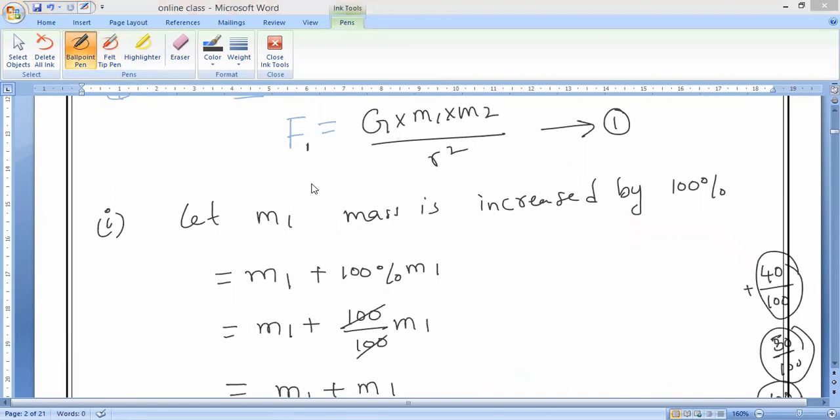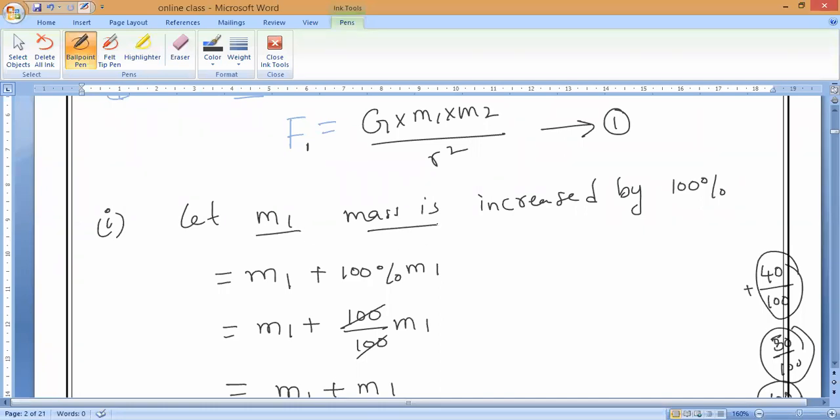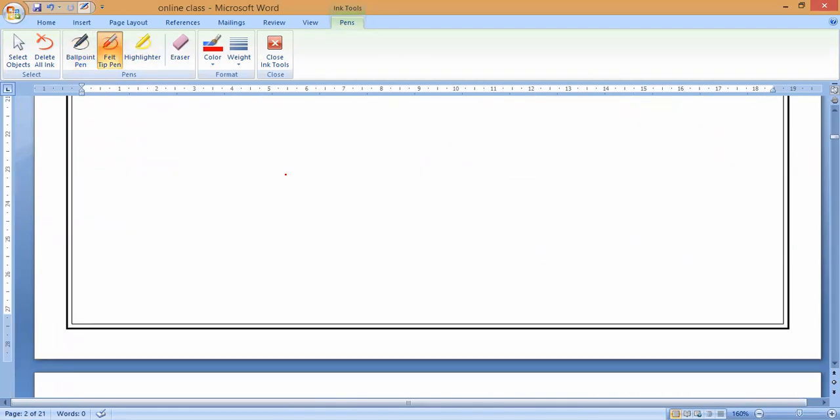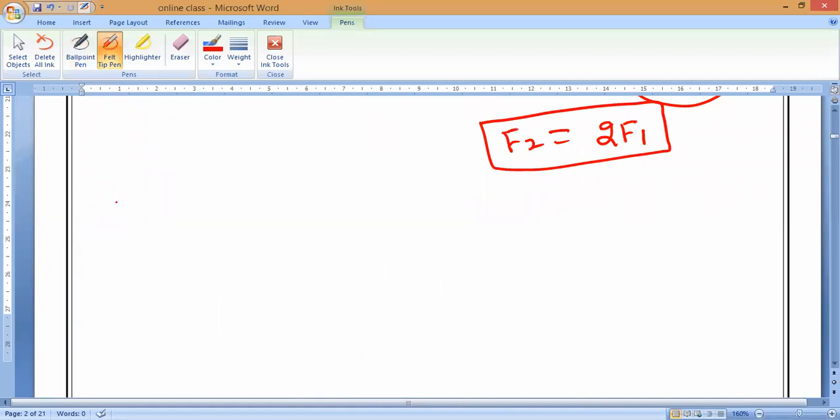So like this, you have to solve this one. Please solve it. I assumed that M1 mass is increased by 100%. If you want, you can assume M2 also, and that you can solve too. So the same question, you can assume the other one.